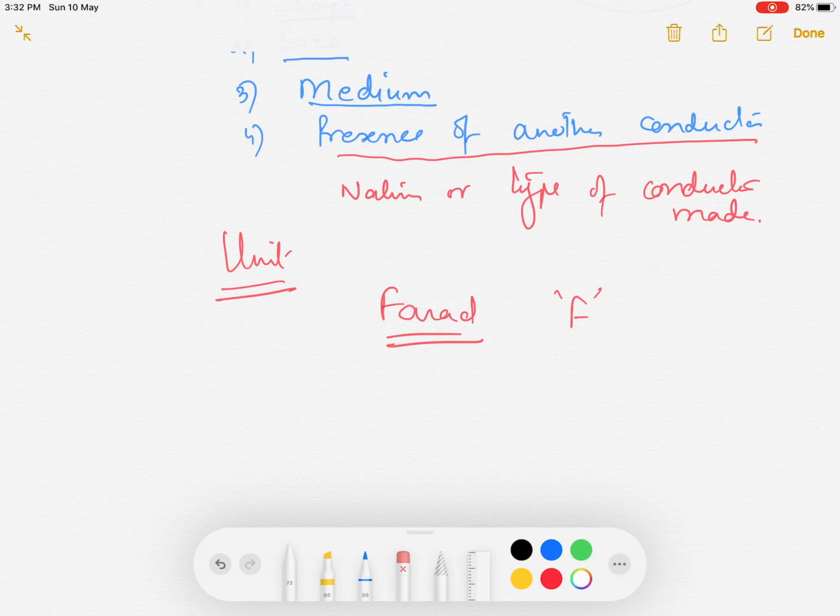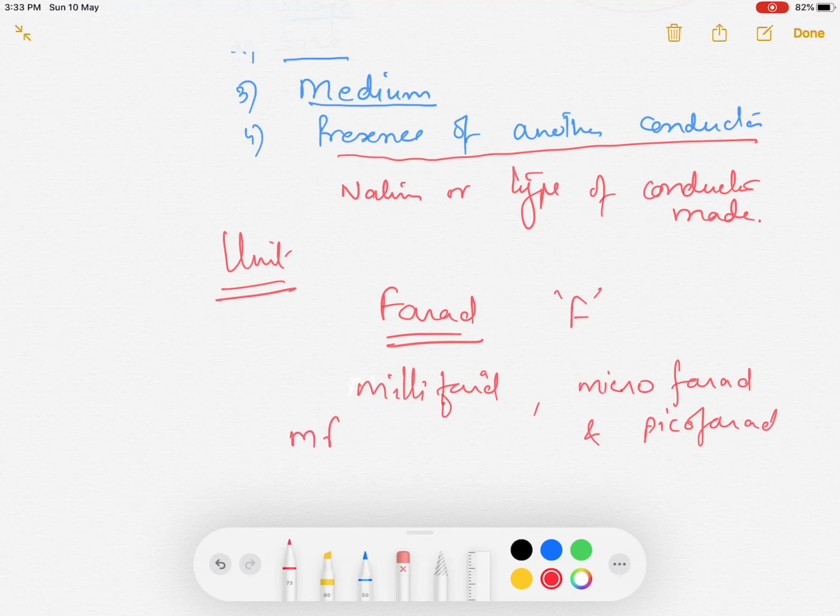So smaller units are millifarad, microfarad, and picofarad. Millifarad means mF, which is equal to 10 to the power minus 3 farad. Microfarad is equal to 10 to the power minus 6 farad. And picofarad, small p and F, is equal to 10 to the power minus 12 farad.